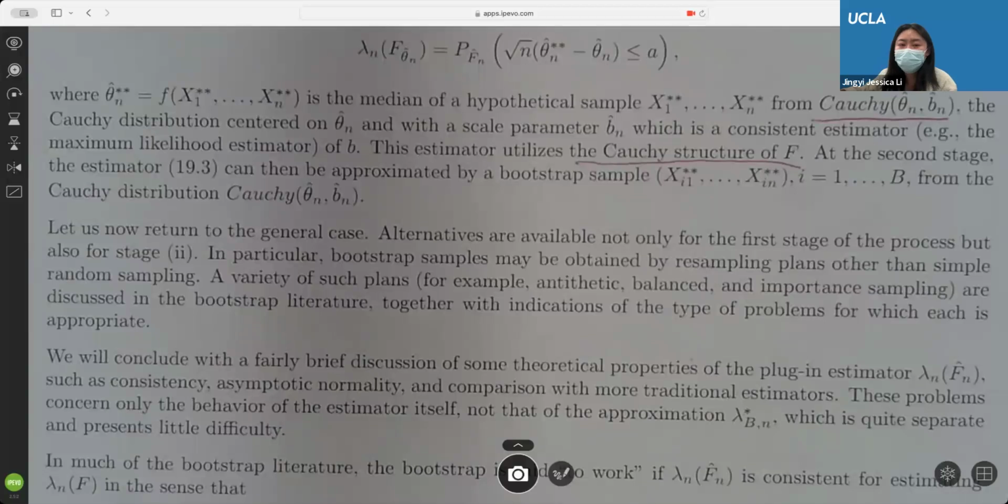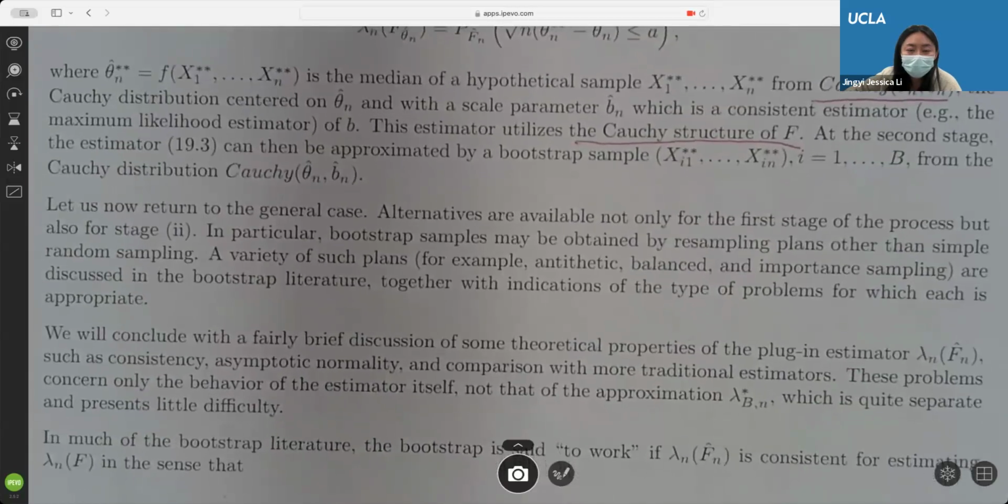You can Google these things, right? For example, antithetic, balanced, and importance sampling. So these are people's inventions of sampling techniques. The general idea is that you can sample less, but obtain more stability in your results. For example, if you want to do simple bootstrap, you just do independent sampling for capital B, say 1,000 times. But if you don't have the computational budget, you may use these ways to make B smaller.